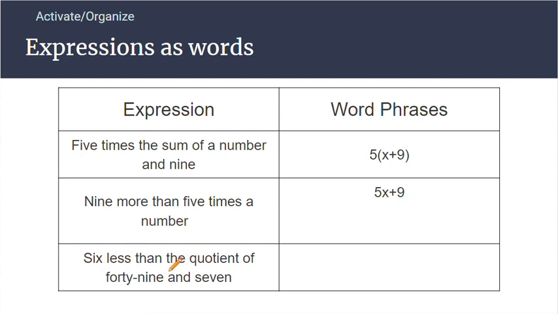So if this says 6 less than the quotient of 49 and 7, what do we need? Well, it says the quotient of 49 and 7, so we need 49. And since it says quotient, we're dividing the 49 and the 7. And then we need 6 less. Now, because of order of operations, would I need parentheses? No, because division comes before subtraction anyway, so I could leave it alone. If I wanted to, I could put the parentheses. It won't matter. It's going to get the same either way. Okay.